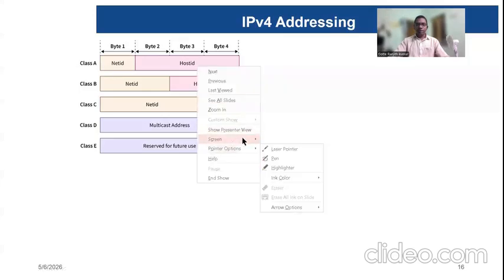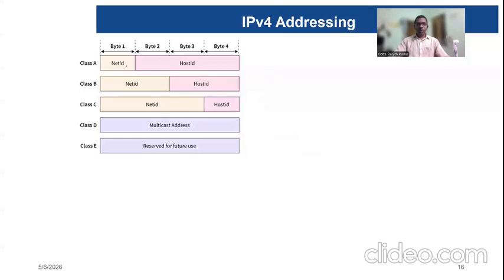That means the first byte means 8 bits, so total 2 power 8, that is 256. Whenever we are using this class A address, total 2 power 8, meaning 256 networks can be created.